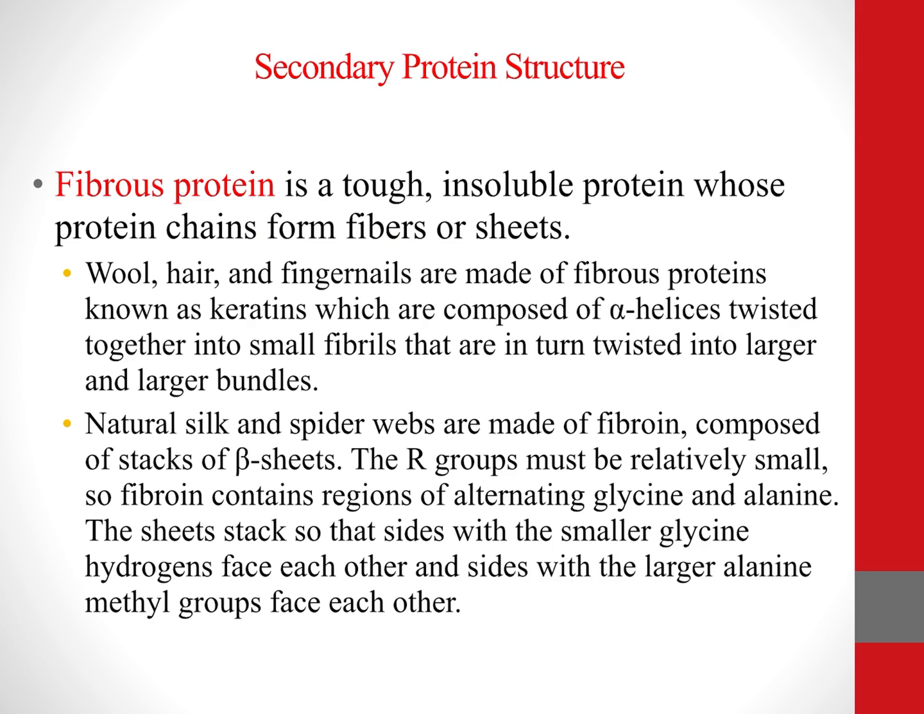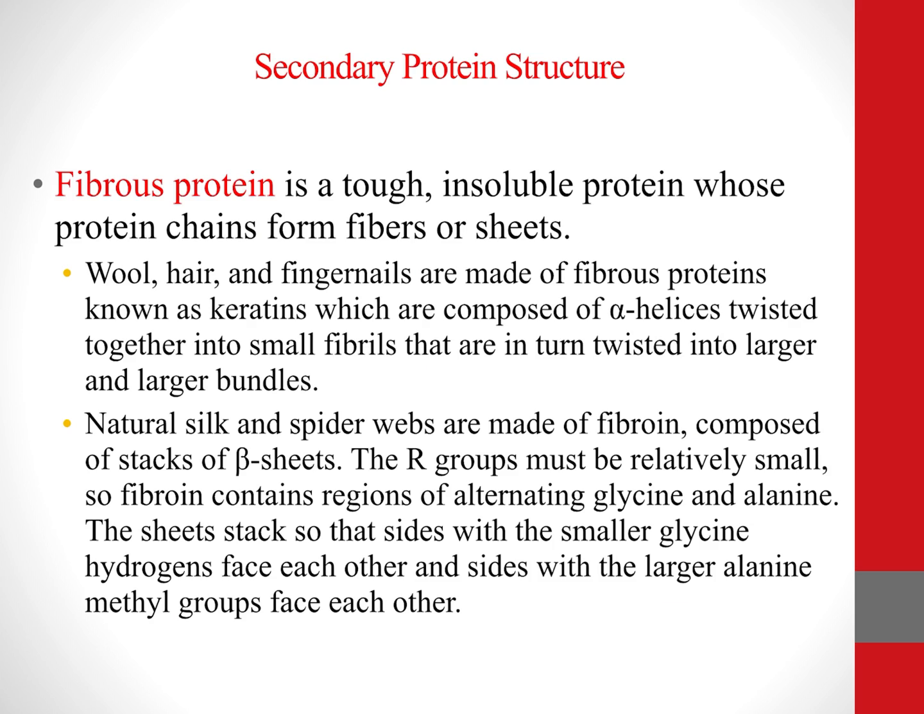Proteins can either be fibrous or globular. Fibrous proteins are really tough. They're insoluble, and they're in the form of fibers or sheets. For example, wool, hair, and fingernails are all made up of the fibrous protein keratin, and they're formed of alpha helices that twist together, and then twist into larger bundles, which makes them very, very tough. The hardness, flexibility, and stretchiness of the material varies with how many disulfide bonds are present. So the disulfide bonds play a role here in the fibrous proteins as well.